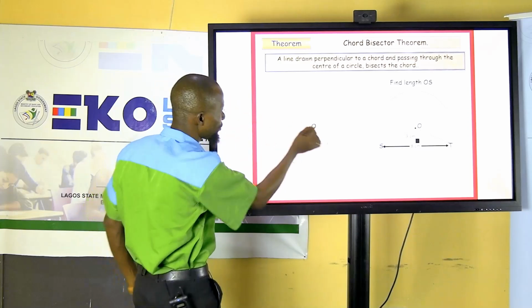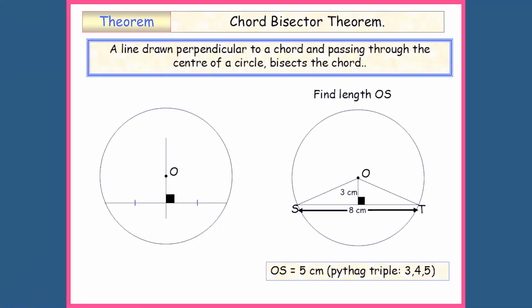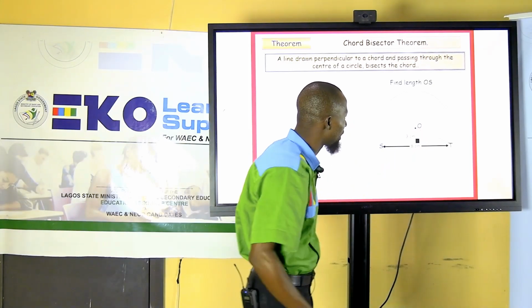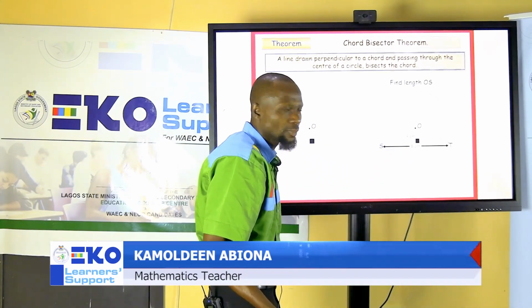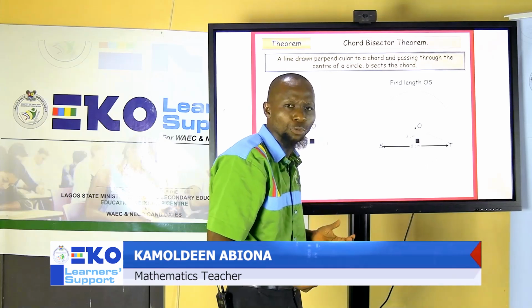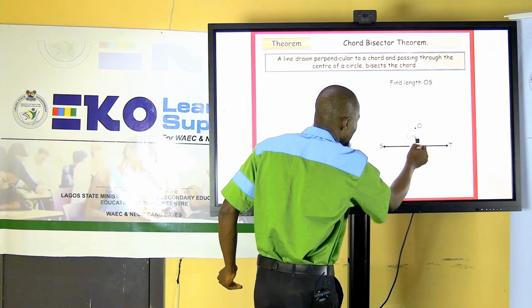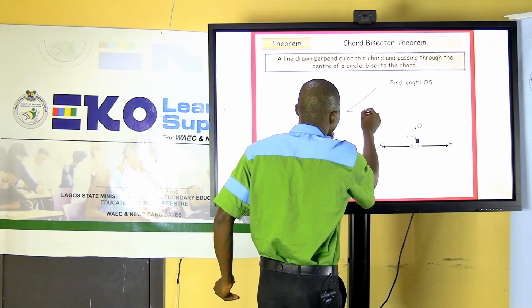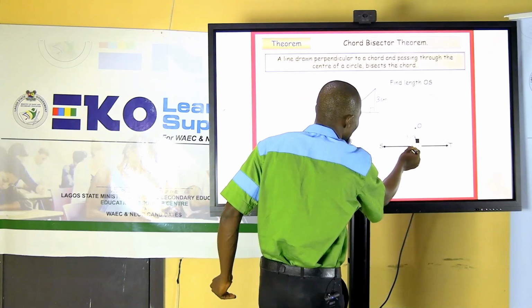So this is just, okay, an example is here. Find the length OS. ST is a chord, it's 8 centimeter, and we need to find the length OS. The distance between the center and that chord is 3 centimeter. So how do we do this? From the simple knowledge of triangles that we know, especially right angle triangle, we can bring out a right angle triangle. We know this as 3 centimeter. We need to find this.